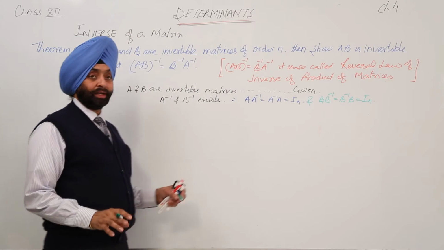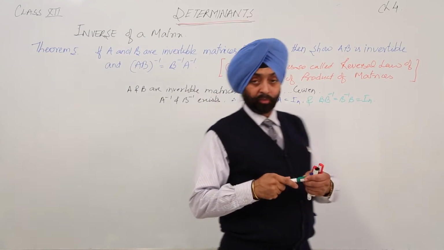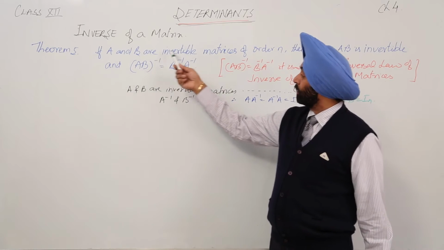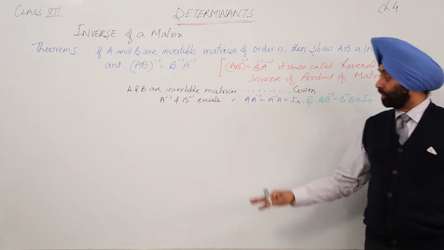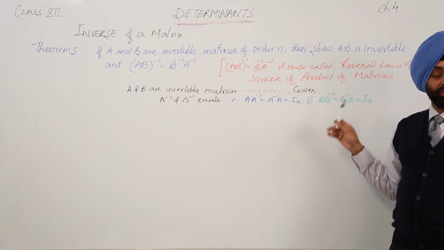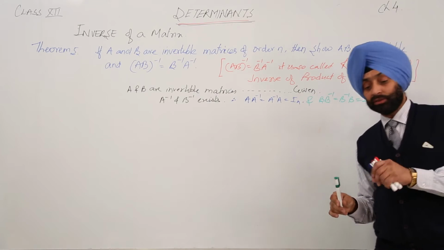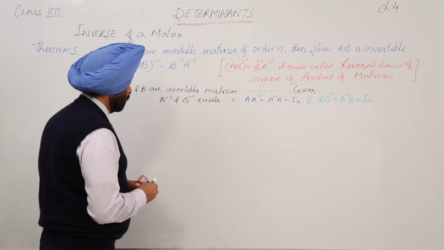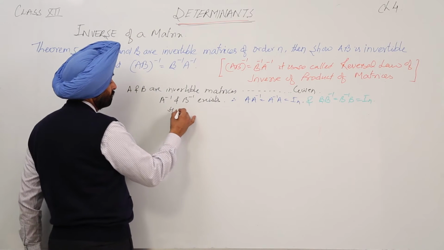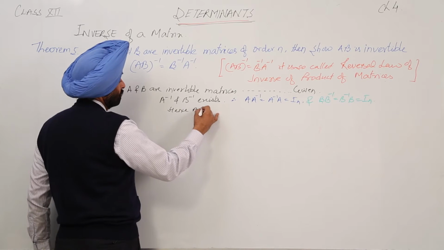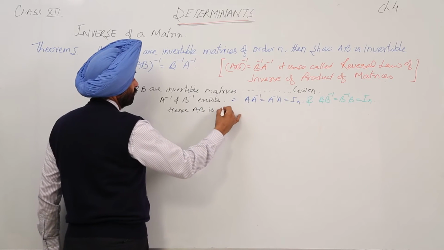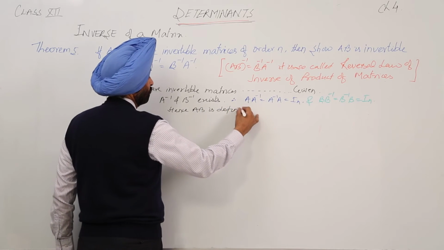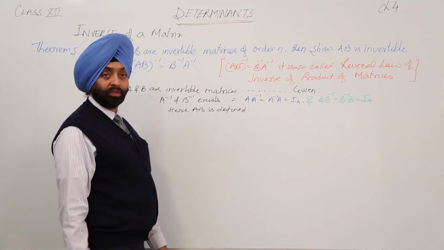So we can write this because it is already given in the statement of the theorem that A and B are invertible matrices. When A and B are invertible, then we can write with this condition. Hence AB is defined. When A and B are invertible, we can say we have defined AB. Hence AB is defined.